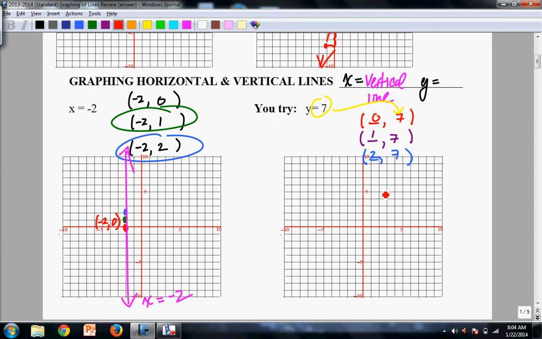Alrighty? Let's see how you did. So 0, 7 is right here. That's 0, 7. And then 1, 7, so over 1, up 7, and 2, 7. So as you can see, y equals is a horizontal line, always.